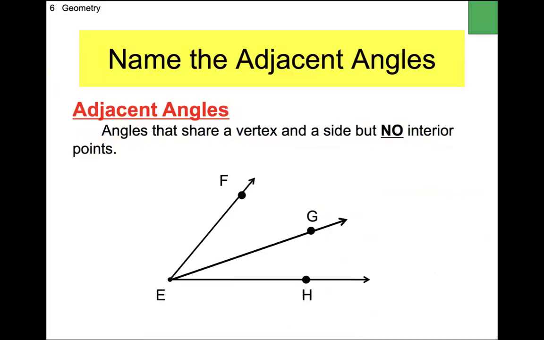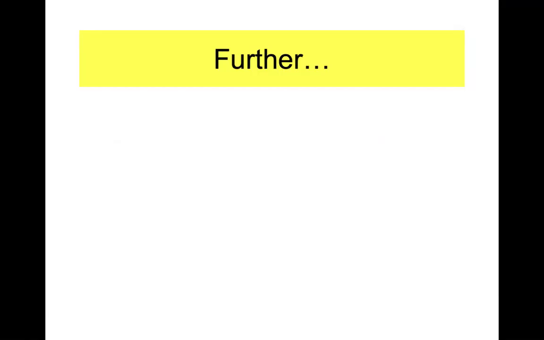In class, I would have asked, hey, name two adjacent angles. Hopefully you could do that. So let's see. Angle FEG is adjacent to angle GEH, right? Or HEG. Those are adjacent angles.